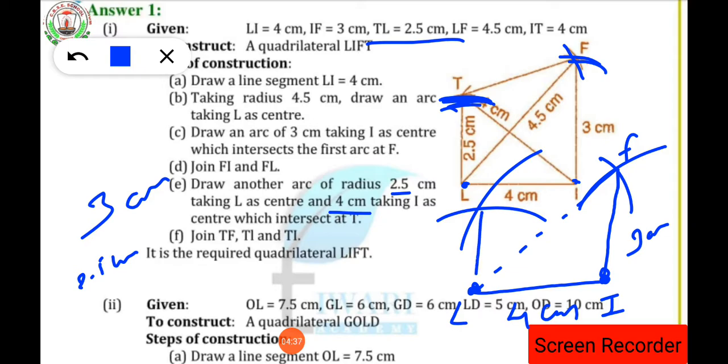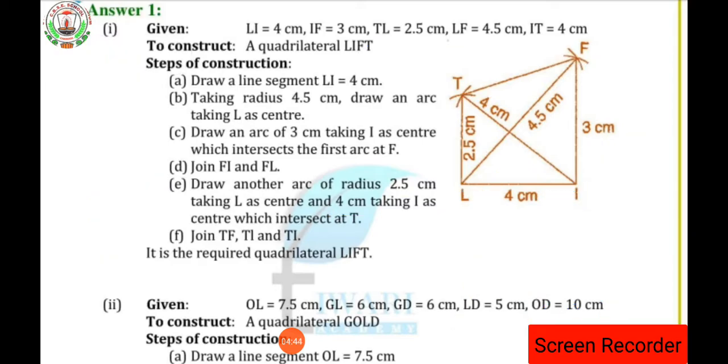Now in the next step you have to join it. Clear? So here you have to name it as T. So in this way you have to draw the first question, that is, construct a quadrilateral LIFT.